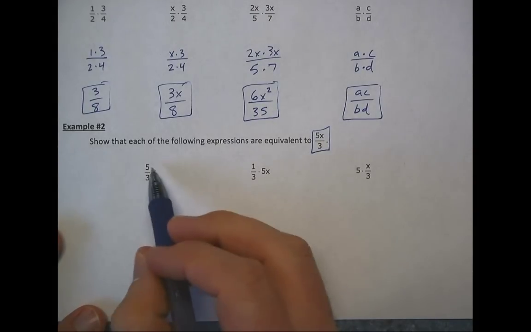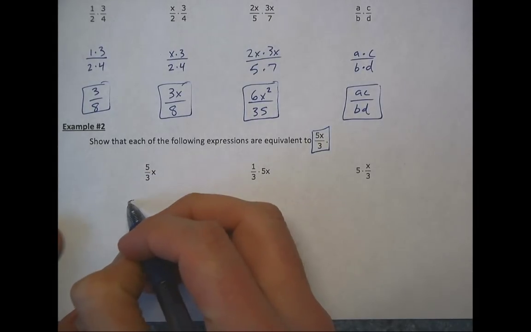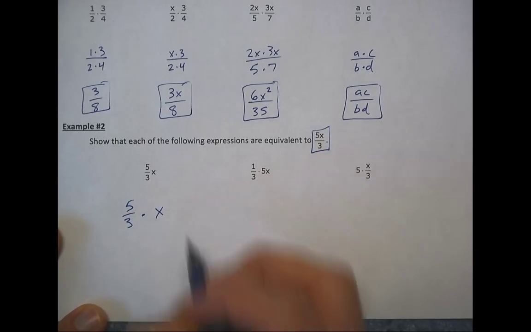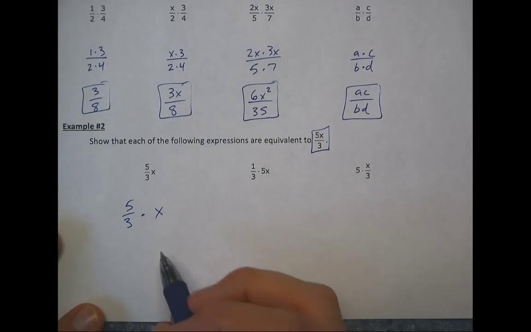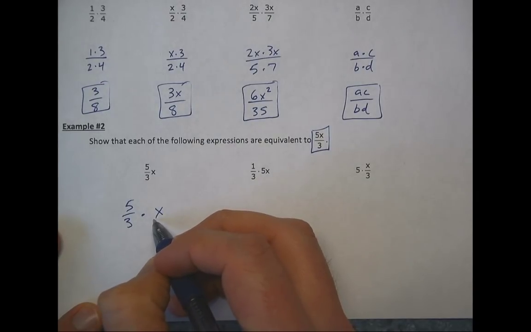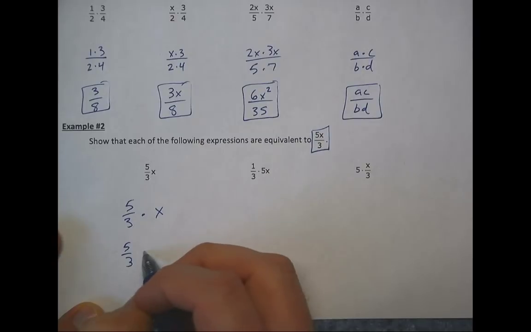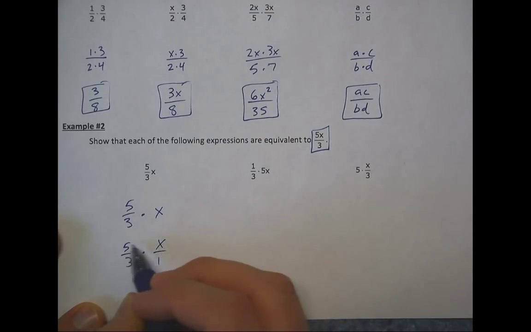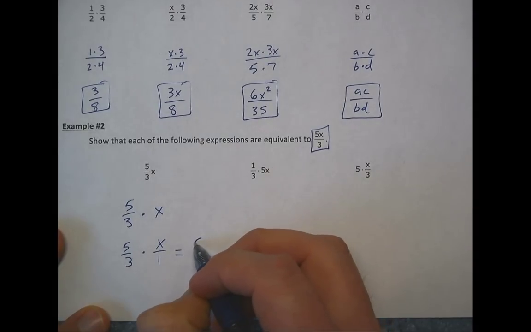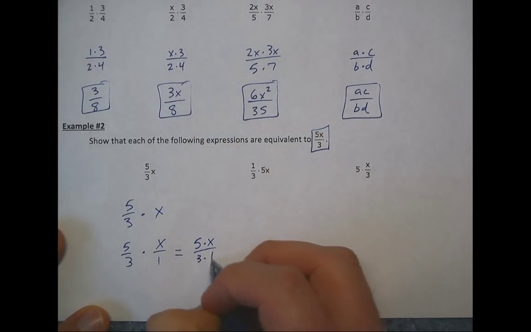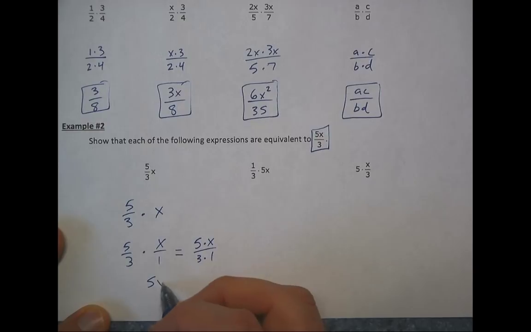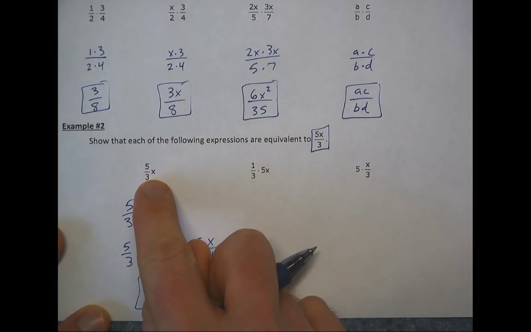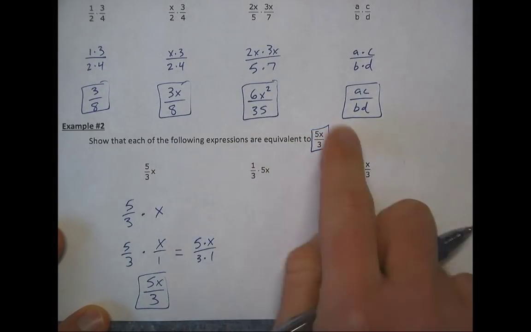So if we're going to take this one, we're actually multiplying 5/3 times x. Well, anytime we multiply times a whole number or a single variable, it's just like it's over 1. So really, this is 5 over 3 times x over 1. And if I multiply that straight across, it's 5 times x over 3 times 1. And we can start to skip this middle step. So the top is 5x and the bottom is 3, just like this. So I can write 5/3 x, or I can write 5x over 3. They mean the exact same thing.